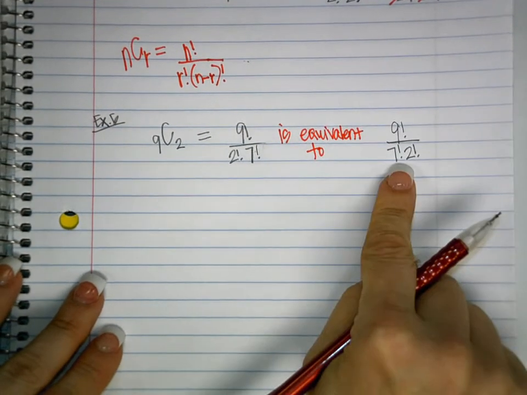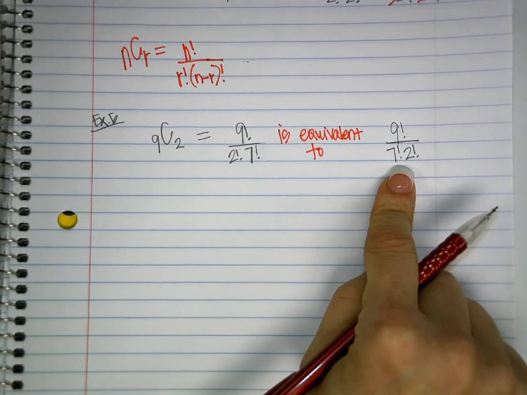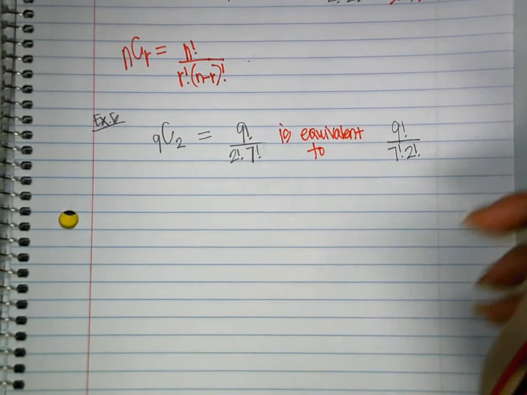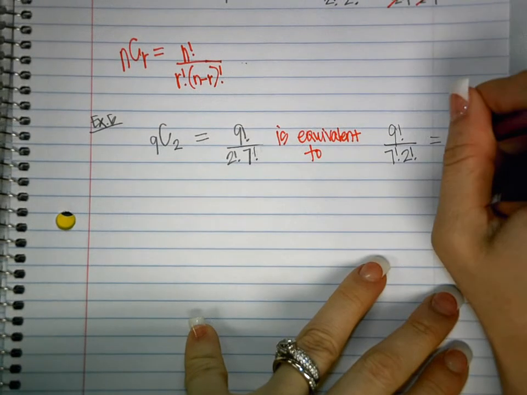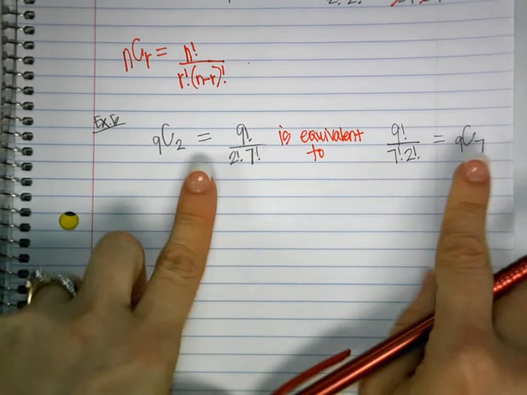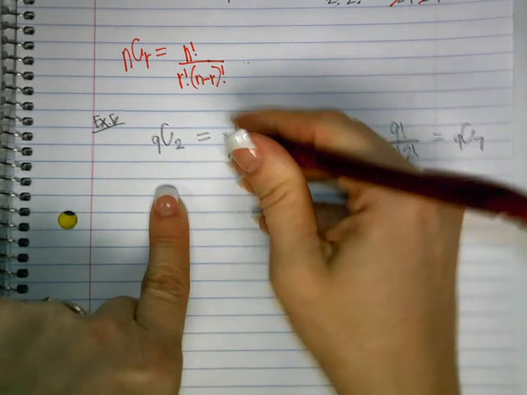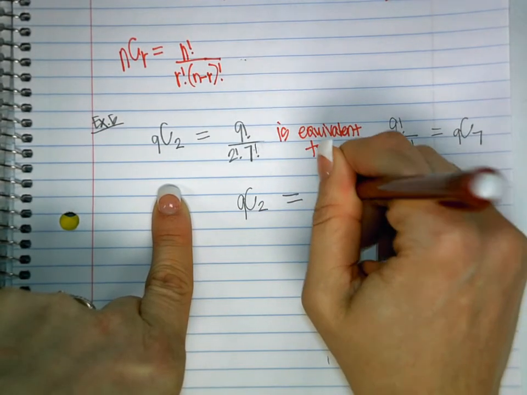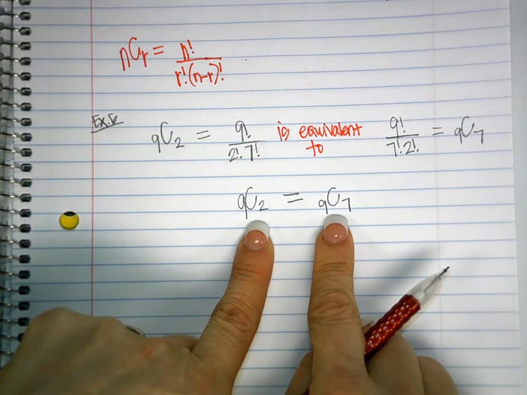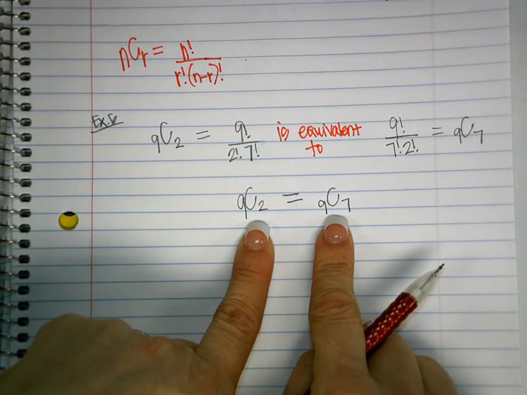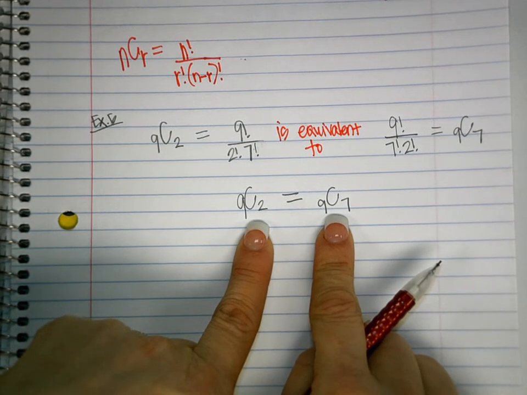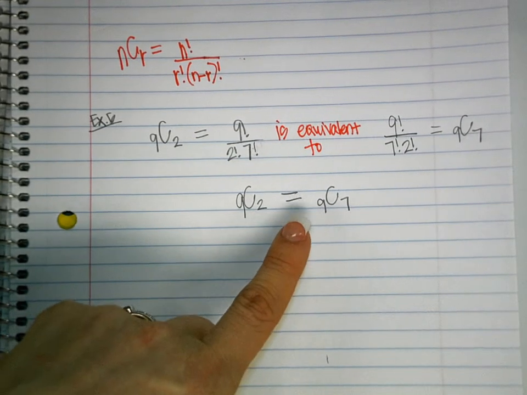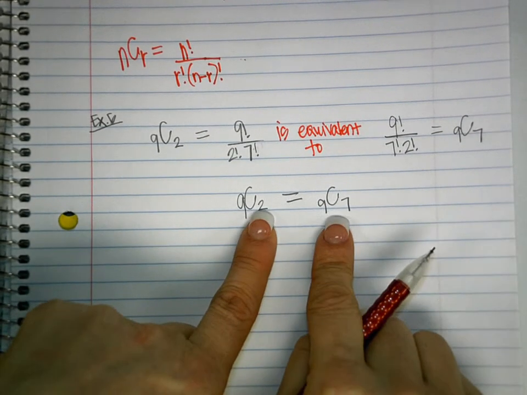How would you write this one in combination form? What is that? 9C7. I would like you to recognize that 9C2 is equivalent to 9C7. Okay? You do need to recognize that those are equivalent. So be able to write an equivalent combination expression. So 9C2 would be equivalent to 9C7.